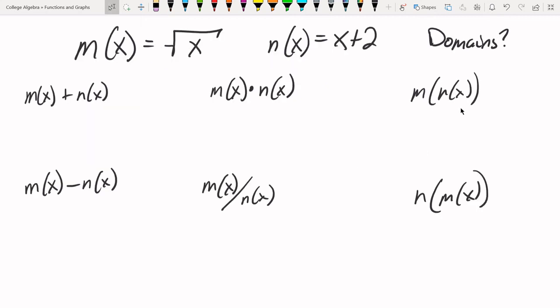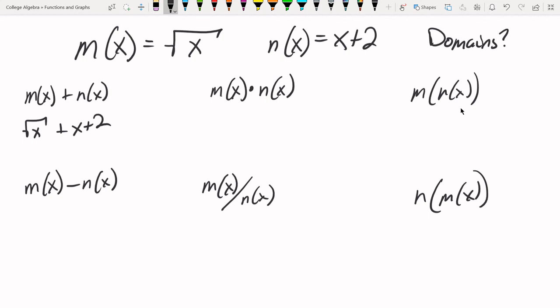All right, here I have some more functions to look at. Hopefully I'll have enough room to do all this in one page. So here our functions are m of x is the square root of x, and n of x is x plus 2. The previous ones we had two linear functions and they combined nicely. This one's not going to be the same case. Here we have two different functions, a square root and a linear. And so a lot of times, like for instance this first one, we have the square root of x plus 2. There's no simplification I can do there. The square root of x does not combine well with anything else in there. So this is the best we can do.